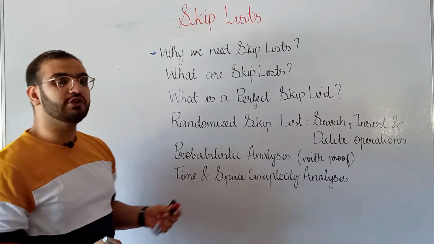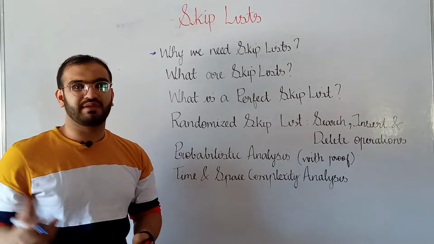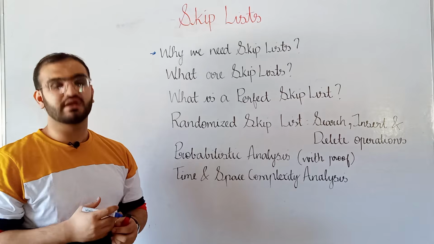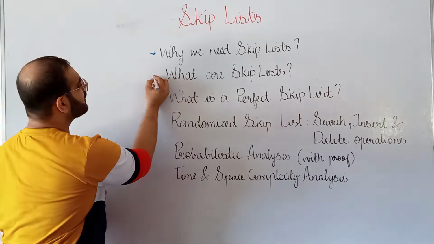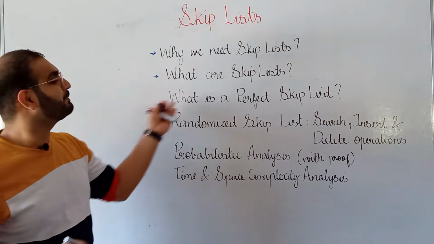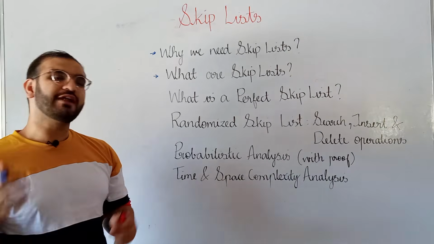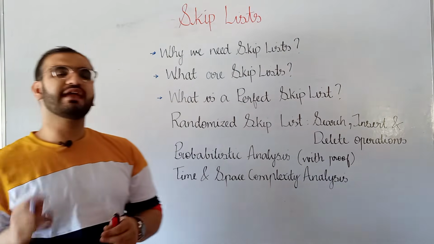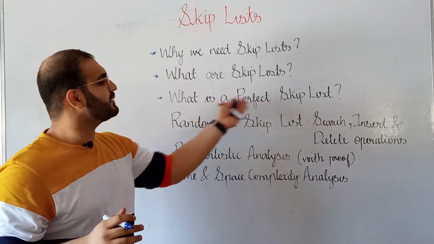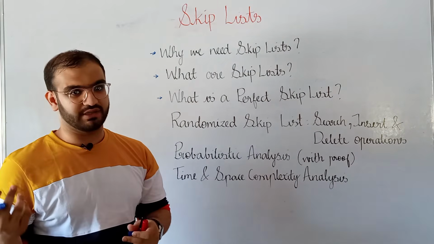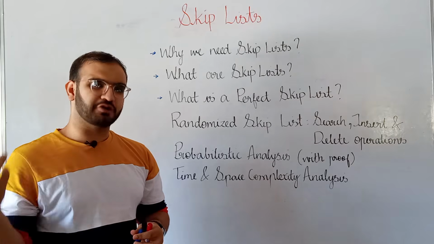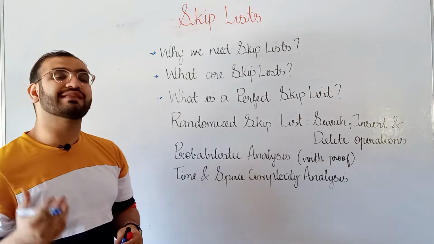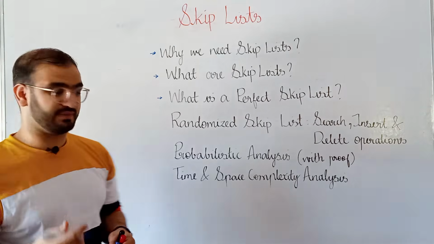And then we will look at what a skip list is, or how a skip list looks like, the structure of the skip list, right? And then we will move to a perfect skip list, or when do you call a skip list a perfect skip list? And then we will see that a perfect skip list is ideally not possible because of insert and delete operations. That is why we need to focus on something that is known as a randomized skip list, right?